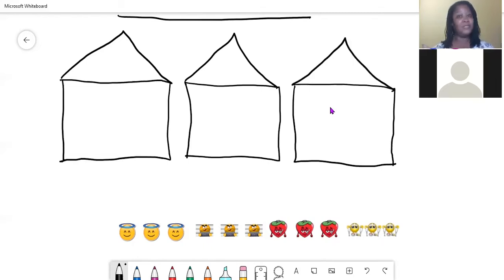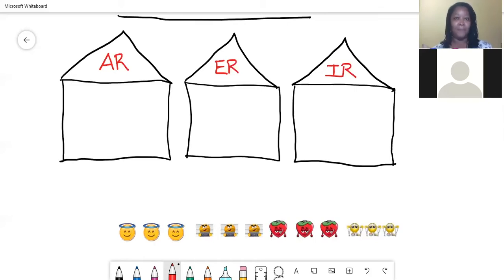Now, in each of these three houses, there lived one family per house. And the names of the families were, or are, because they haven't ceased to exist, have they? AR, ER, and IR.